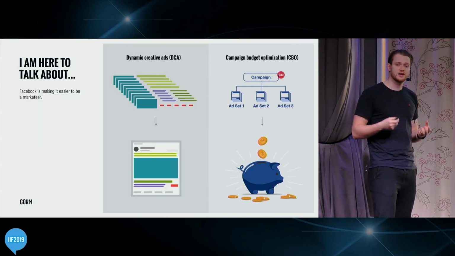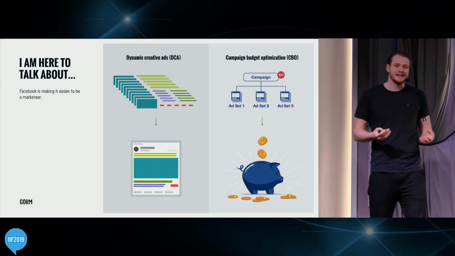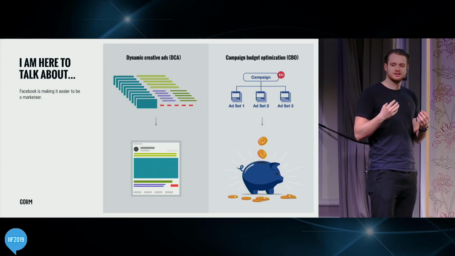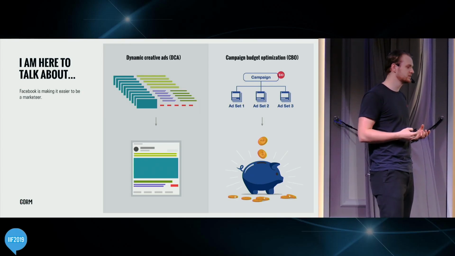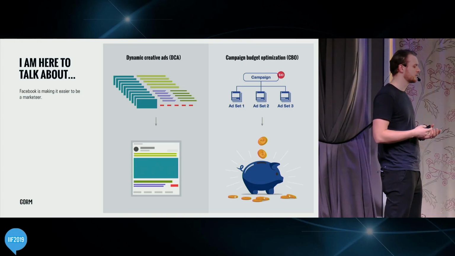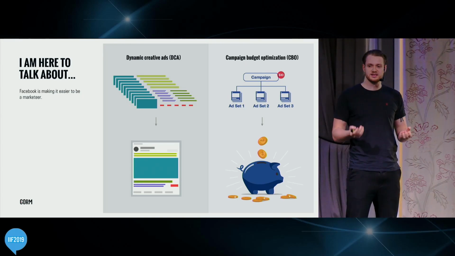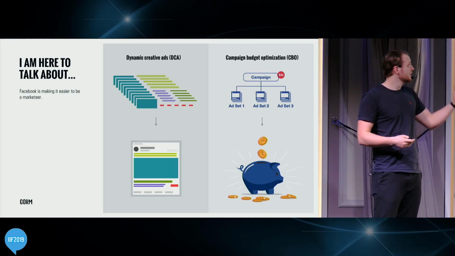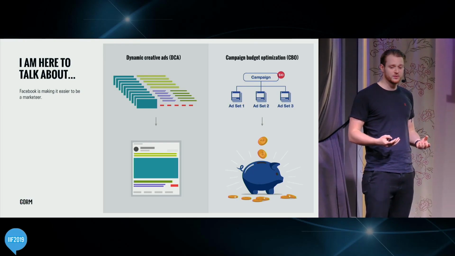So basically, what Facebook is trying to do is make it easier to be a marketer. They want you to do as little work and have as high an outcome as possible. Two of the features that they have rolled out in the last couple of years are dynamic creative ads, also called DCA. That's what I'm going to be talking about today. The other thing is campaign budget optimization, also called CBO.